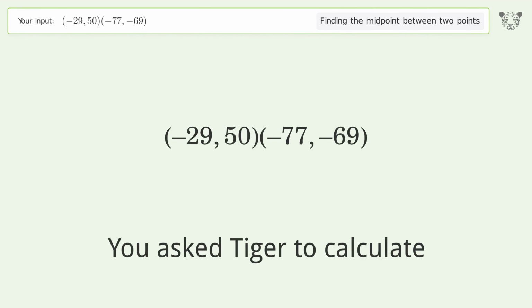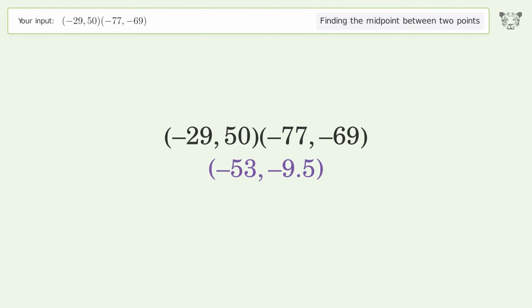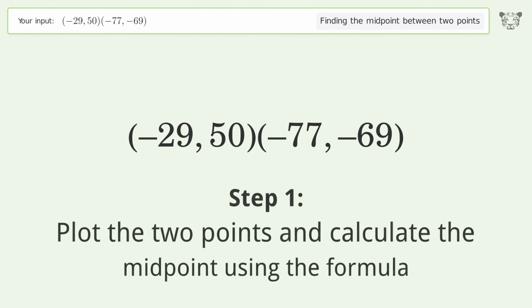You ask Tiger to calculate. This deals with finding the midpoint between 2 points. The midpoint between the 2 points is -53, -9.5. Let's solve it step by step. Plot the 2 points and calculate the midpoint using the formula.